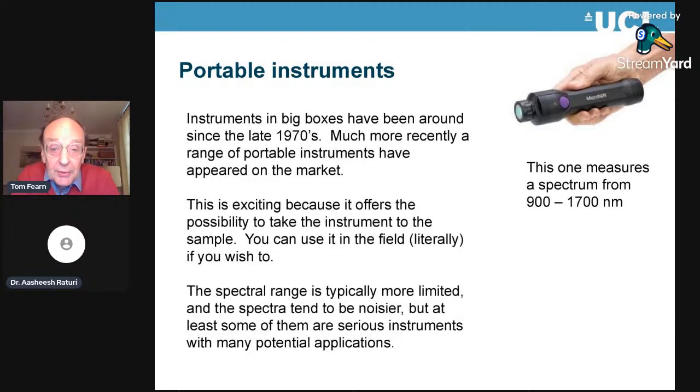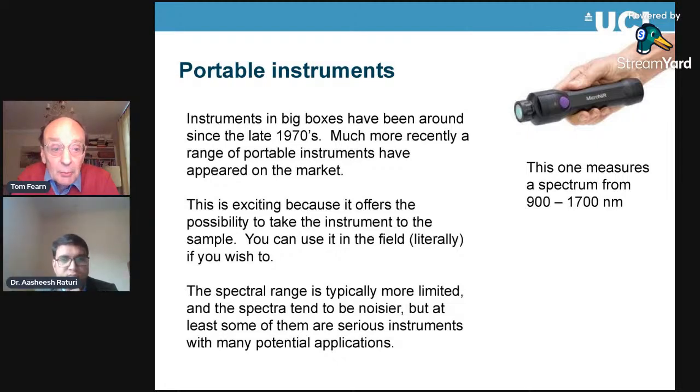It's got drawbacks. You don't get anything for nothing. It's a much smaller instrument, so typically with these instruments, the spectral range is a lot more limited. The spectra are not such high quality as they are in a big box that sits on a lab bench, partly because the box sitting on the lab bench is in a fairly well-controlled environment, whereas if you take this out into the field, it's going to be working in lots of different temperatures and humidities, and it's going to have to cope with those. So the spectra are not as good.